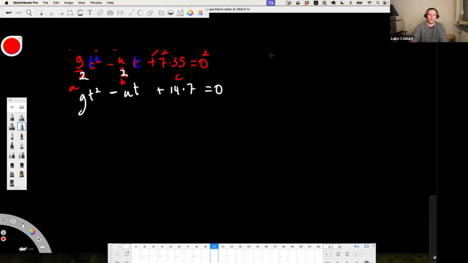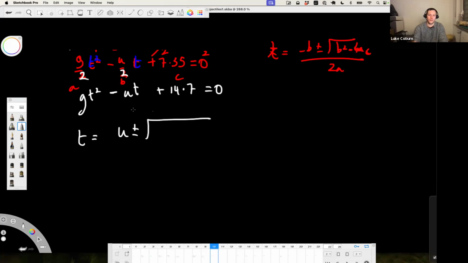Then my quadratic formula will be, well, we always have x is equal to minus b plus or minus the square root of b squared minus 4ac, over 2a. If you're not sure about that, I think it's in the tables. And that's actually not x, it's t. So t is then equal to minus b. So b is equal to minus u, right? So that's u plus or minus the square root of minus u squared, which is u squared, minus 4 times g times 14.7. I'll put that in brackets. All over 2 times a, which is 2 times g.